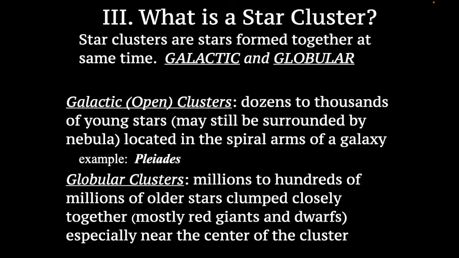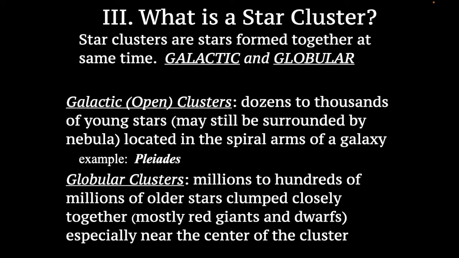Now there are two types of star clusters that you're going to need to know. There are galactic and globular. Galactic clusters are going to be open clusters. These are a dozen to 2,000, and here's the focus, young stars. Because they're young stars or protostars, they may still be found in and around a nebula. They usually have spiral arms in their galaxy.